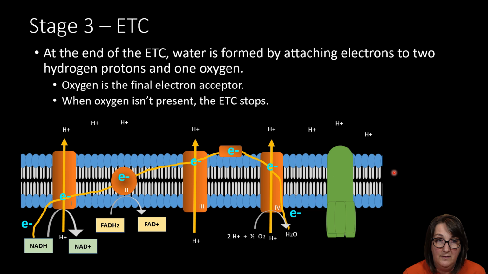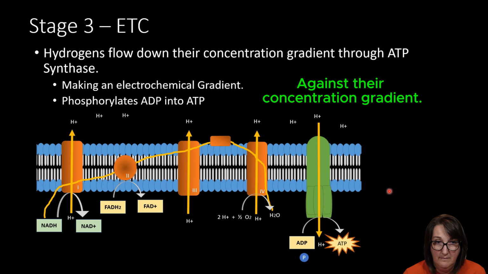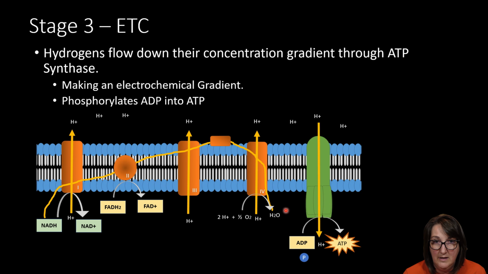So hydrogens are going to flow down their concentration gradient, okay? They're going to go out into this area right here. They're going to make an electrochemical gradient that is going to help phosphorylate ADP into ATP. I'm going to have a phosphate get attached to this and make ATP. So this concentration of hydrogen protons, it wants to come through.